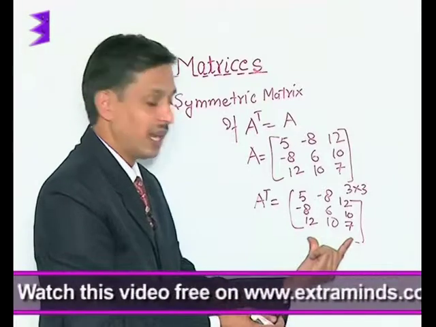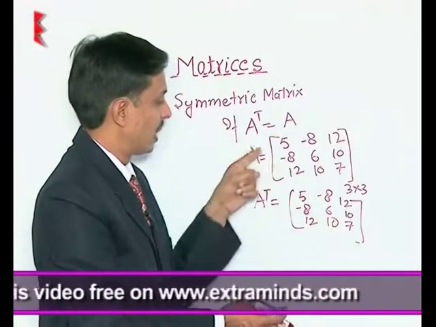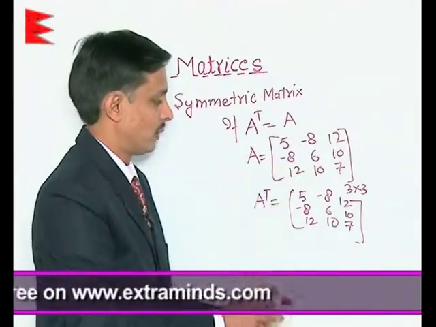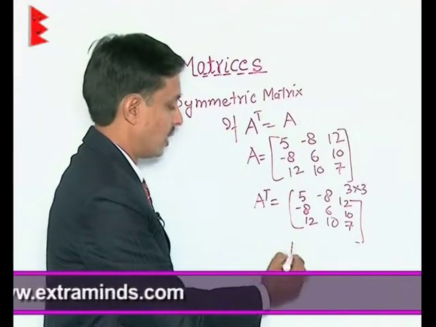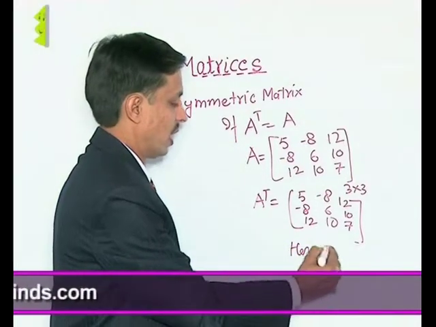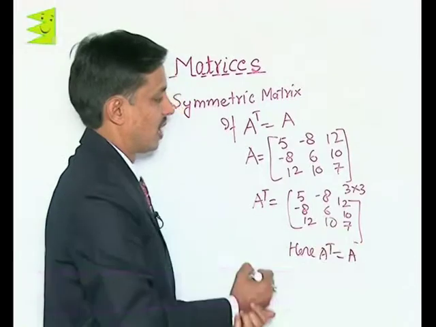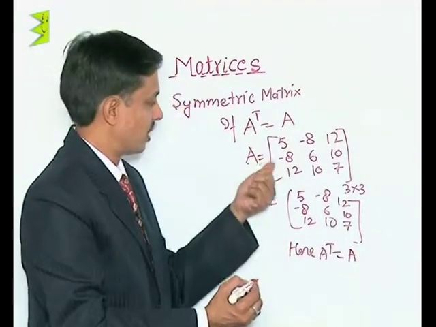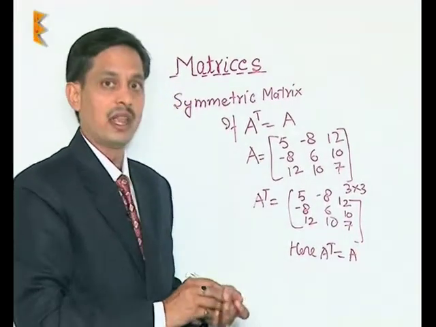What we are obtaining here, the transposed matrix and the original matrix, these two are the same. So here what we are getting is that A transpose and A are equal. So we say yes, this is a symmetric matrix.